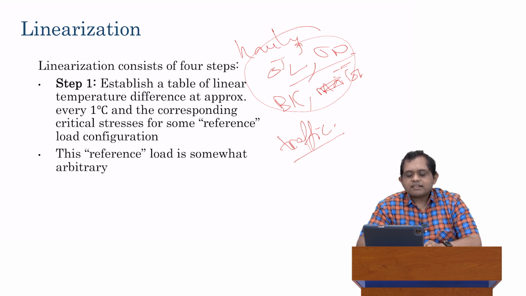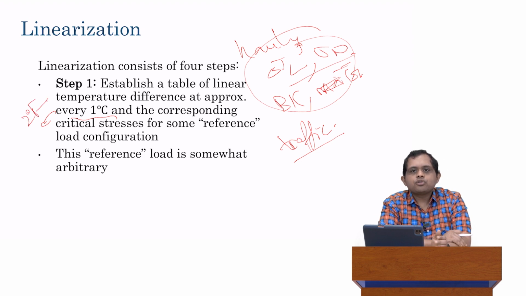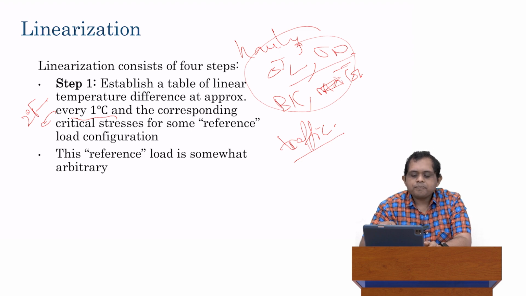What it says is establish a table of linear temperature difference at approximately every 1 degree Celsius. By the way, I say approximately because the exact units, if you actually go into the MEPDG documentation, which I'll show you some pictures of in a moment, it actually says 2 degrees Fahrenheit, because in the US they use Fahrenheit. So it says that every 2 degrees Fahrenheit, you have to construct a table. That's approximately, not exactly, 1.8 degrees Fahrenheit will actually give you 1 degree Celsius, but roughly that's every 1 degree Celsius. So that's why I've written approximately every 1 degree Celsius. So establish a table of linear temperature differences at approximately every 1 degree Celsius.